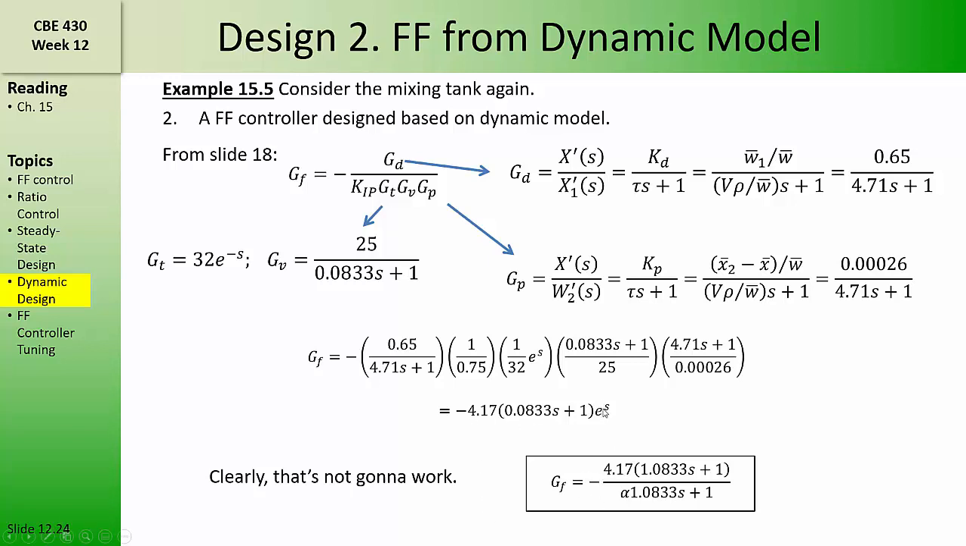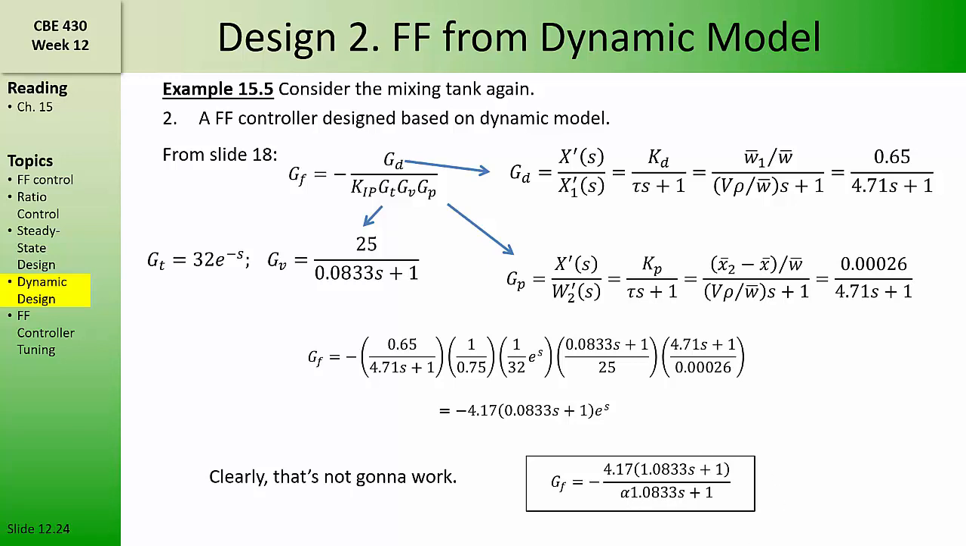We'll take the 1 from this exponent and combine it with the 0.0833 in the numerator and make this a time constant of 1.0833. Then, because we have a first order numerator, we also need at least a first order denominator. The simplest way to do this is to put the same time constant in the denominator and multiply it by some value alpha. In example 15.5, the textbook authors used alpha equals 0.1.